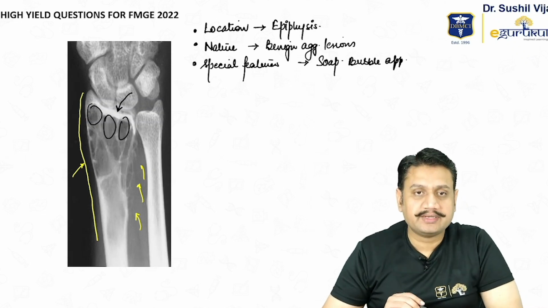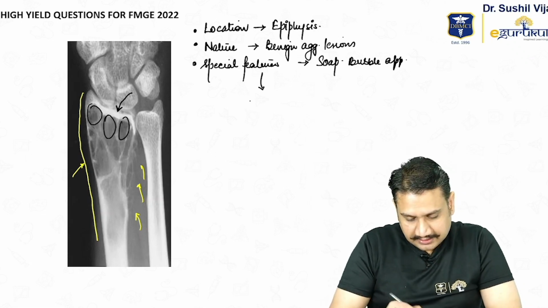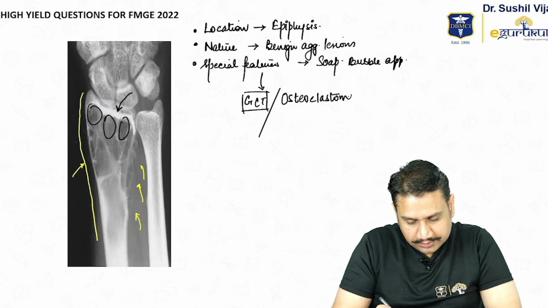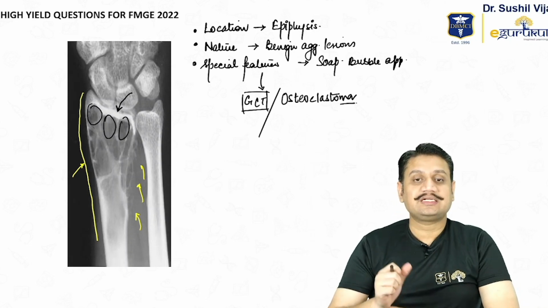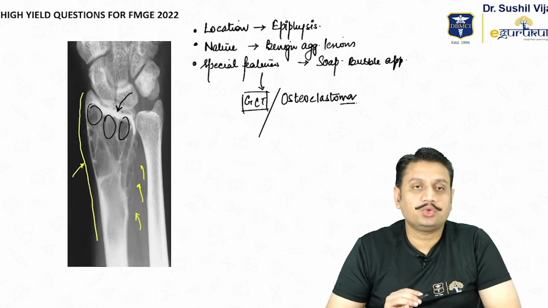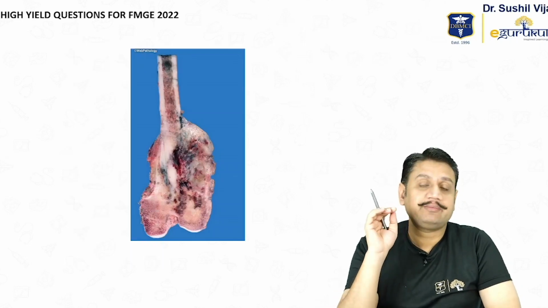So epiphysis, benign bone lesion and soap bubble appearance. What makes this? This is giant cell tumor, right? And what's the other name for giant cell tumor? We know it is osteoclastoma. So giant cell tumor or osteoclastoma. Okay, so that is the way to go about any tumor. So osteochondroma I have shown you, giant cell tumor I have shown you.